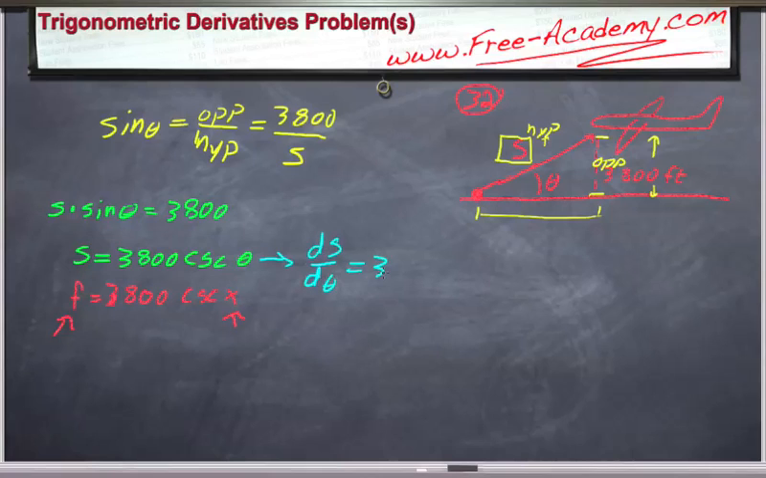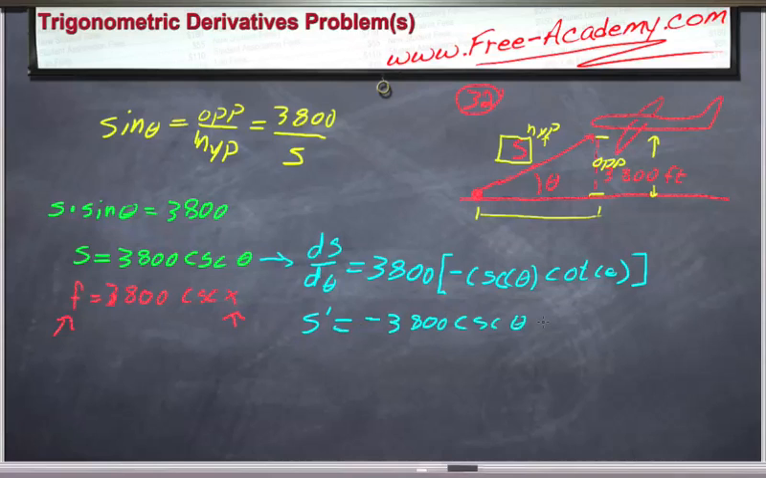And this will give us 3,800, because that's a constant, it doesn't come through in our derivative, times the derivative of cosecant of theta, which if you recall your formulas is equal to negative cosecant of theta times the cotangent of theta. So S prime equals negative 3,800 times the cosecant of theta times the cotangent of theta.